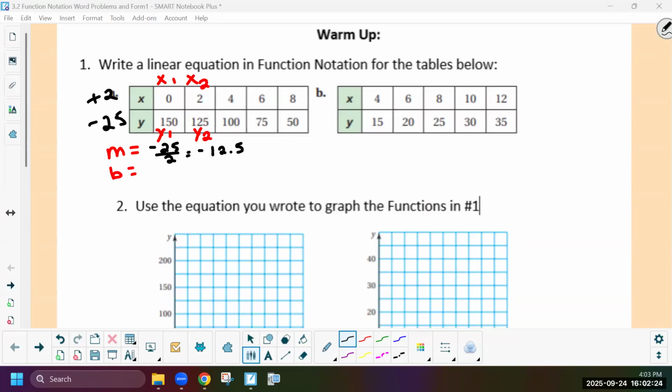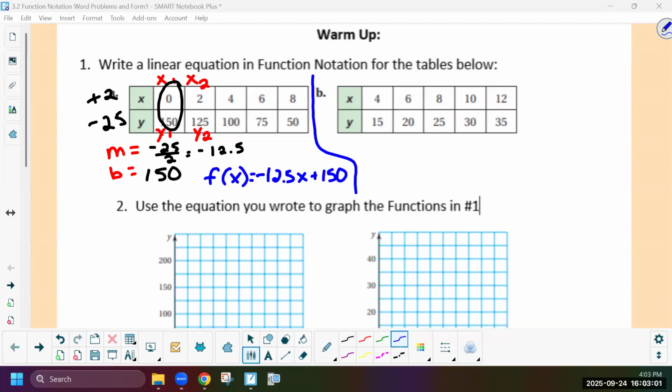Okay. My y-intercept is easy to find. So you look for when x equals 0, what is our y? In this case, it's right on our table and we see that it's 150. Okay, so now I can put it into y equals mx plus b, but what makes function notation different than when we write our regular equations is we have to have f of x. So f of x equals negative 12.5x plus 150. And that's our first one.